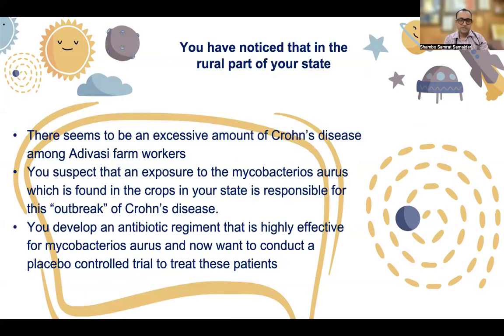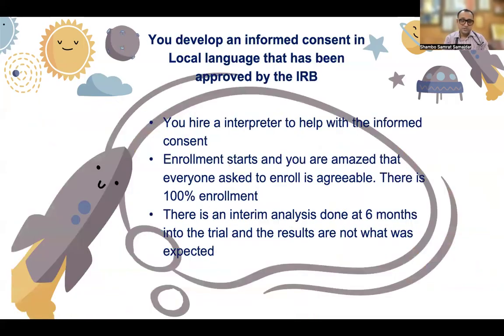Now we'll discuss one case study quickly. Let's start. You have noticed that in the rural part of your state, there seems to be an excessive amount of Crohn's disease among Adivasi farm workers. You suspect that an exposure to the Mycobacterius aureus, which is found in the crops in your state, is responsible for this outbreak of Crohn's disease. You develop an antibiotic regimen that is highly effective for that Mycobacterius aureus, and now want to conduct a placebo controlled trial to treat these patients.